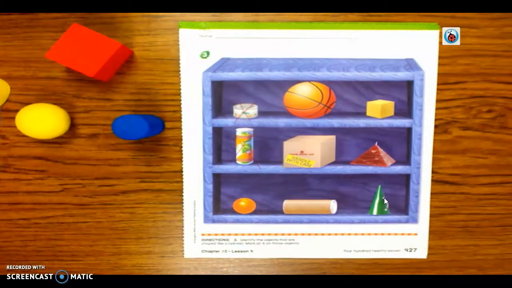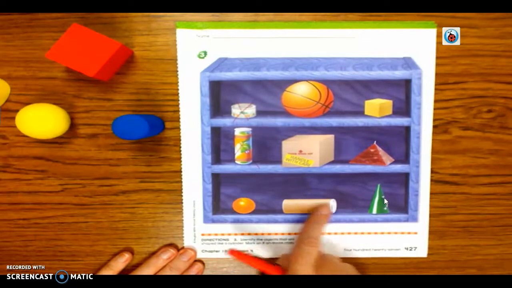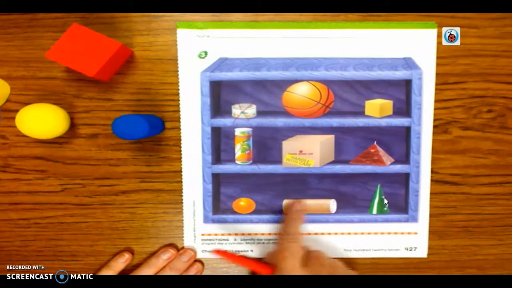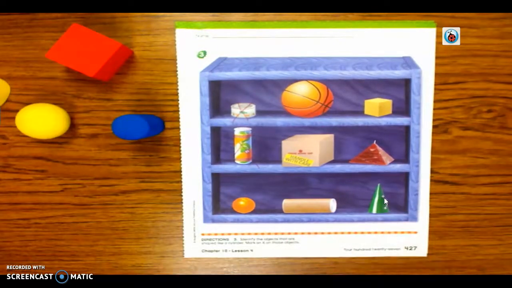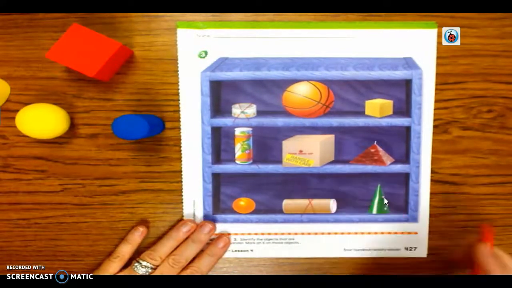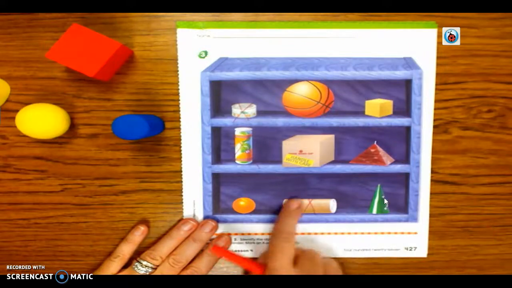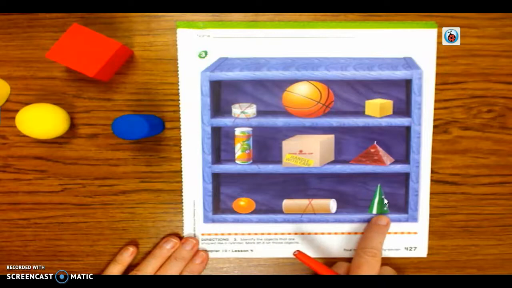On the bottom row, looks like we have some fruit, a container that looks like a can, made out of cardboard, but it is still shaped like a can, and a megaphone that you might yell out of. Which one is shaped like the cylinder? This can. It has two flat surfaces and the rest is curved. This is a sphere. This is a cone.